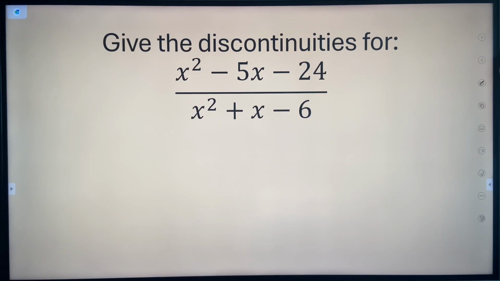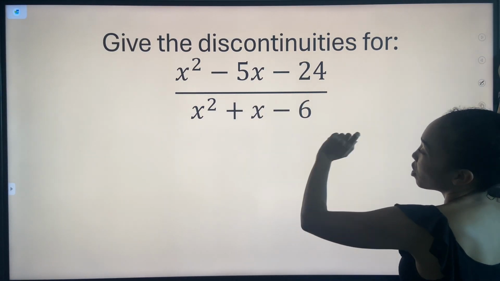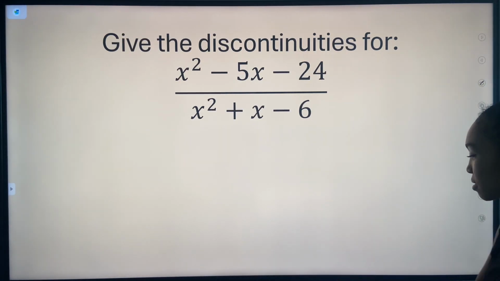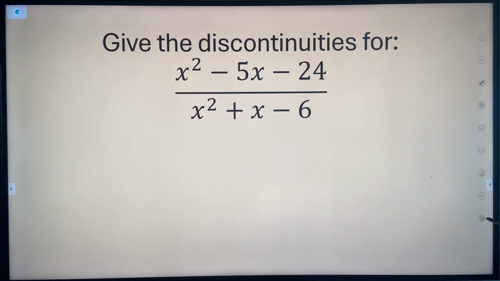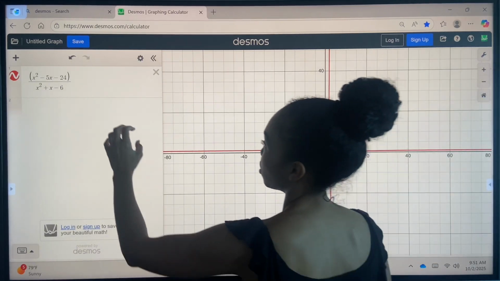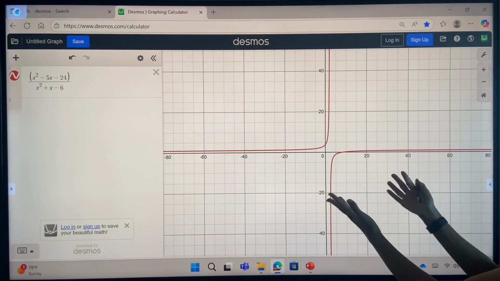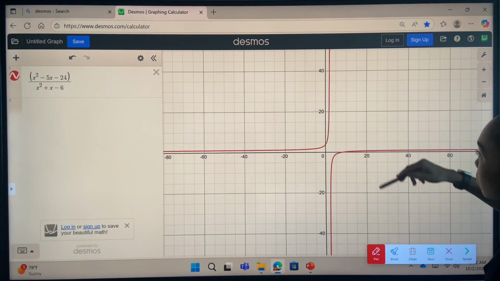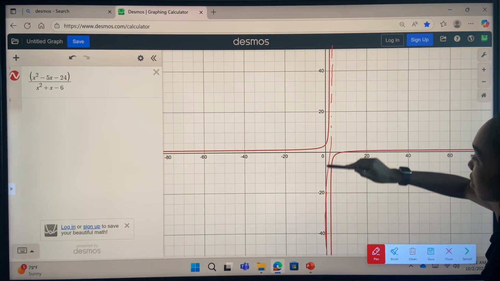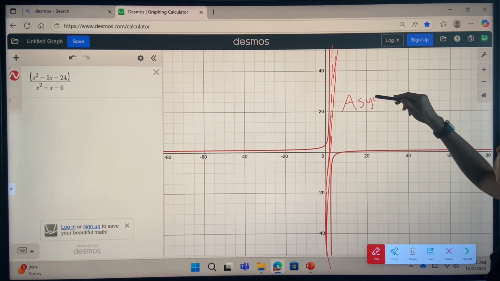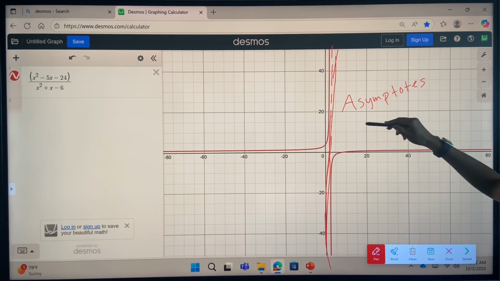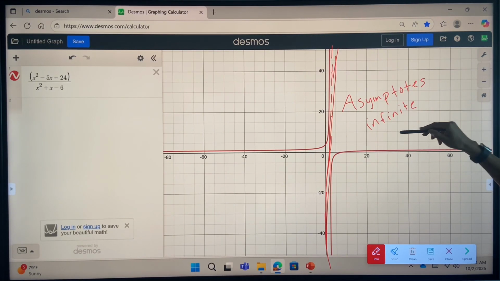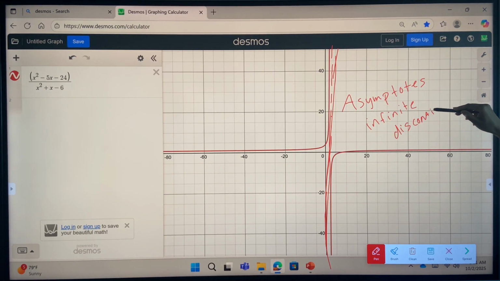Give the discontinuities for x squared minus 5x minus 24 over x squared plus x minus 6. So you guys are going to have Desmos, so I'm going to go to Desmos. So I typed my equation from the problem, and this is the graph, and it looks like there is an infinite discontinuity right here. There's an asymptote right here. So remember, asymptotes are also called infinite discontinuities. So that's the only thing that this graph has, an infinite discontinuity.